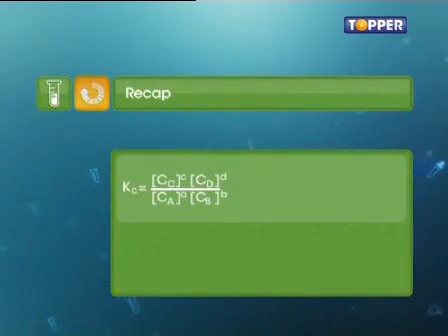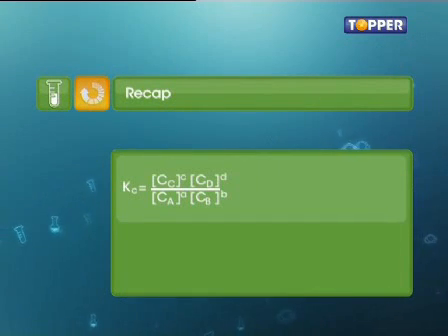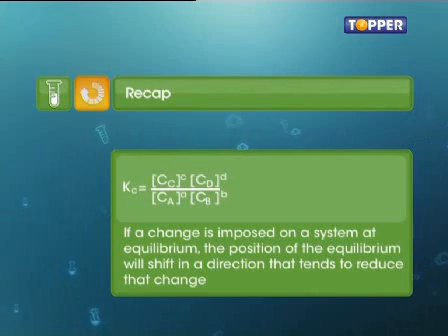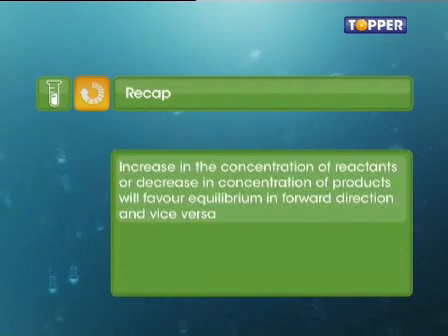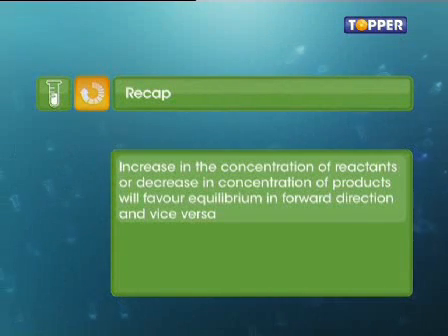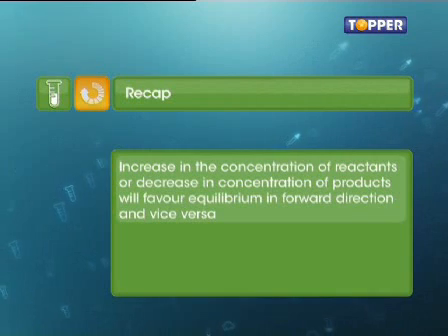We have studied the definition of equilibrium constant as the relationship among concentration of reactants and products at equilibrium. Le-Chatelier's principle states, if a change is imposed on a system in equilibrium, the position of the equilibrium will shift in a direction that tends to reduce that change. Increase in concentration of reactants or decrease in concentration of products will favor equilibrium in forward direction and vice versa.